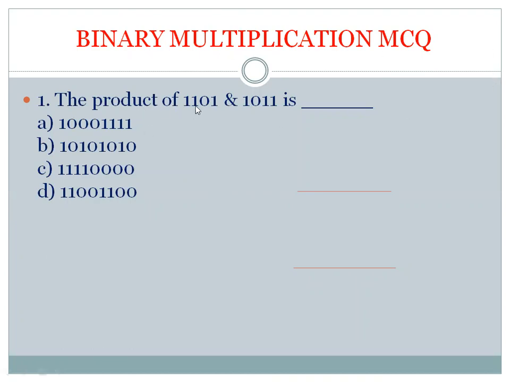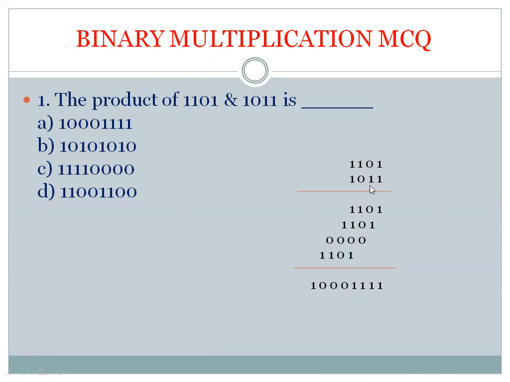The product of 1101 and 1011 is dash. It is the ordinary multiplication in the binary form. So here the first operand is said to be the multiplicand. The second operand is said to be the multiplier. So let me see how to multiply this multiplicand and multiplier. Okay, here the LSB of the multiplier is nothing but 1. So 1 ones are 1, 1 zeros are 0, 1 ones are 1, 1 ones are 1.